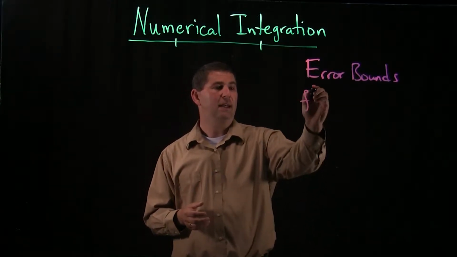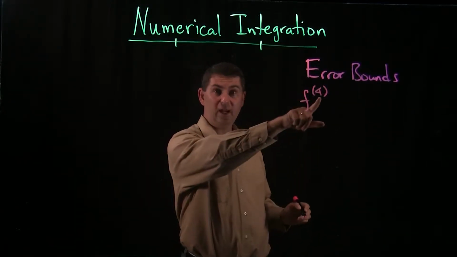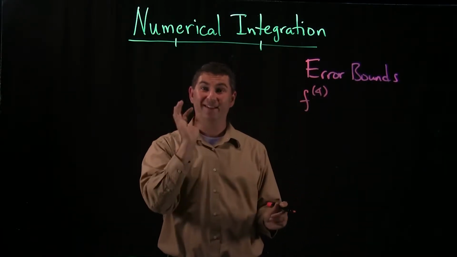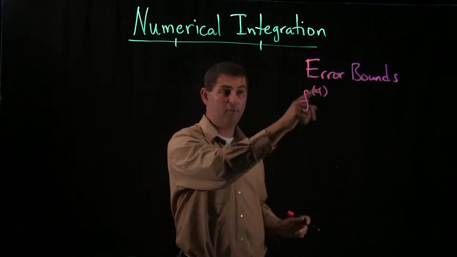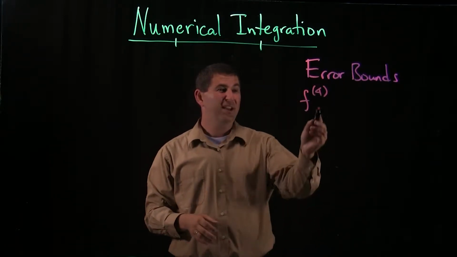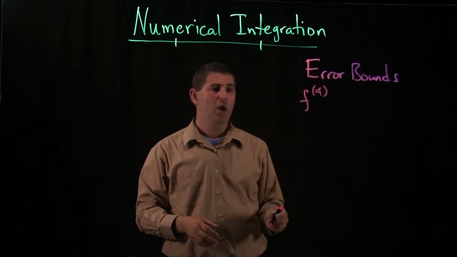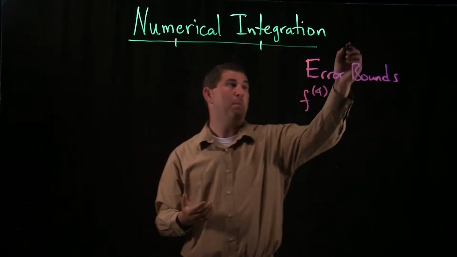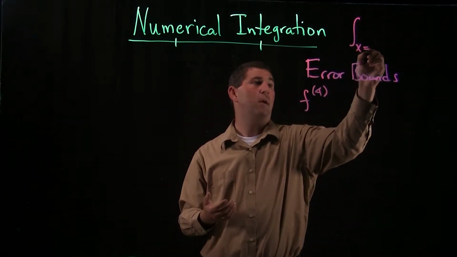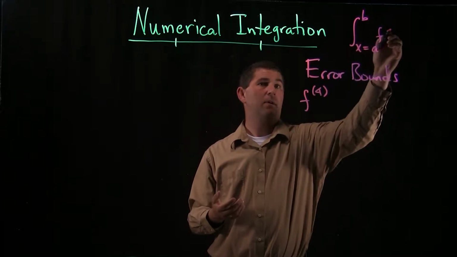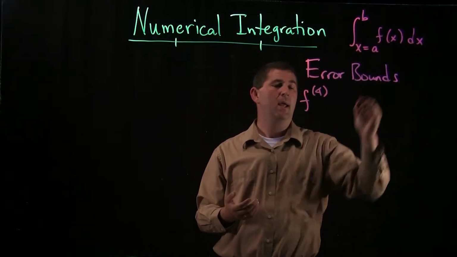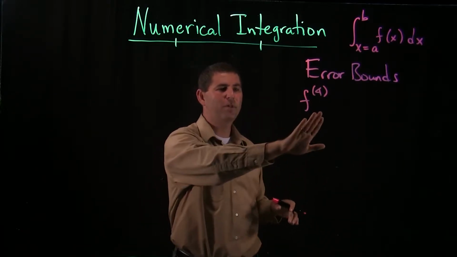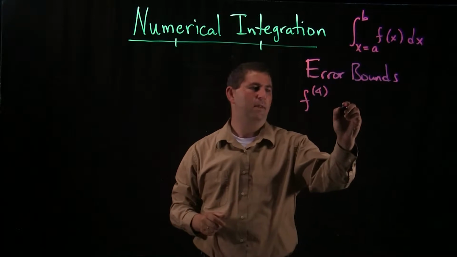What do I really need? I need fourth derivatives. Recall this notation for a higher derivative: I put parentheses around the number. This does not mean f to the fourth power. It means the fourth derivative of f. So I'm going to consider this function, the fourth derivative of f, on the interval where I'm integrating. In the back of my mind, I'm trying to integrate my function f from a to b, and so I'm going to consider the fourth derivative of f on the interval [a, b].